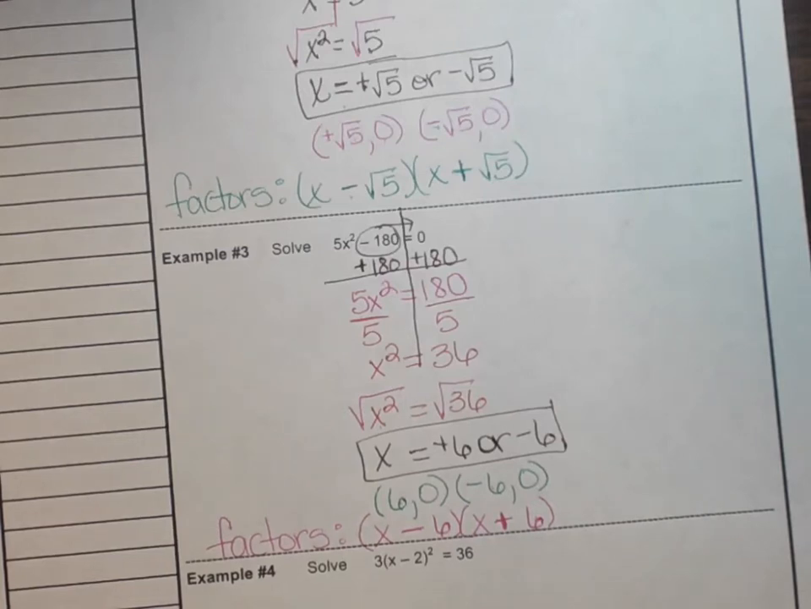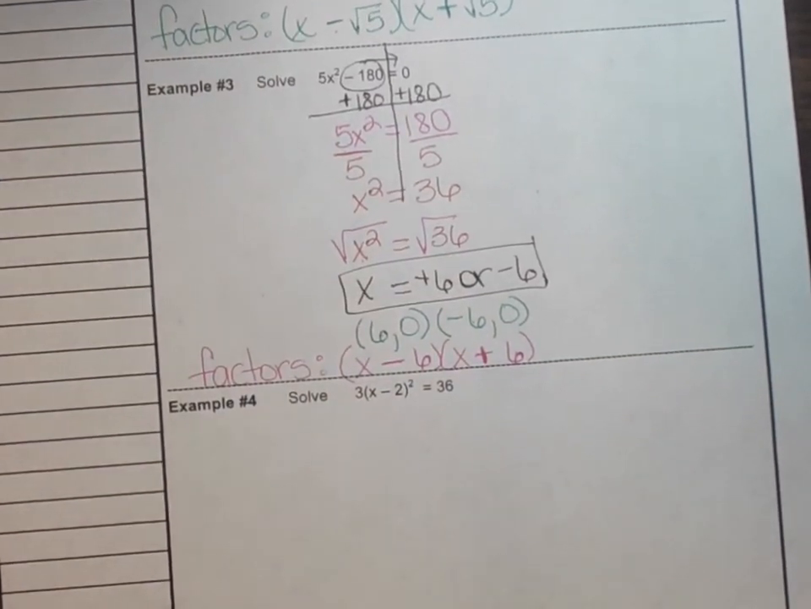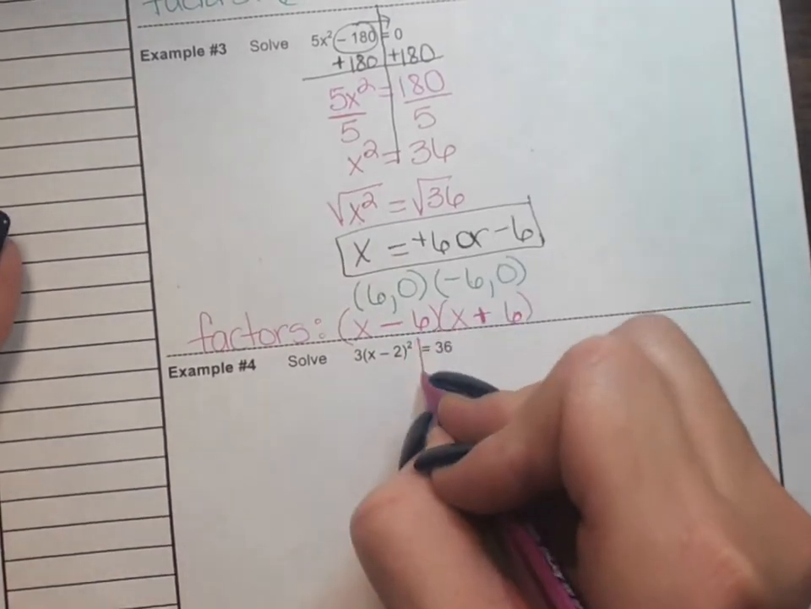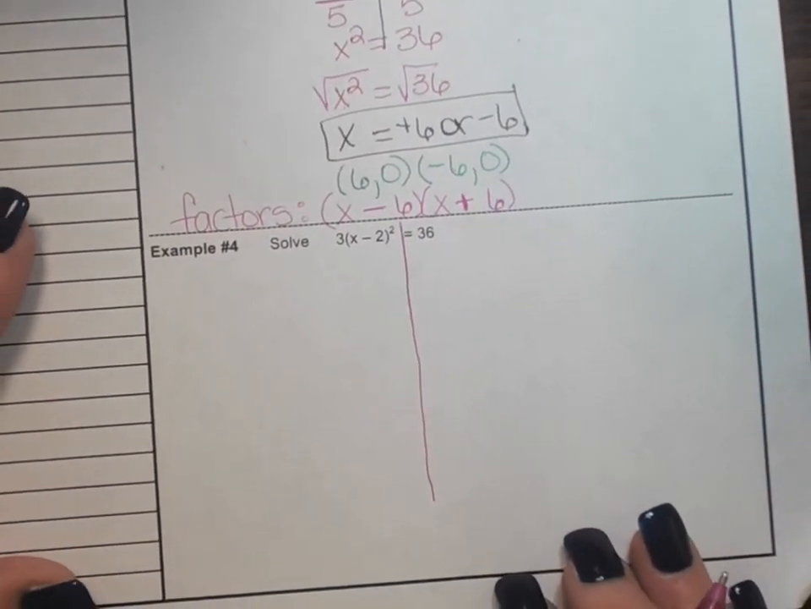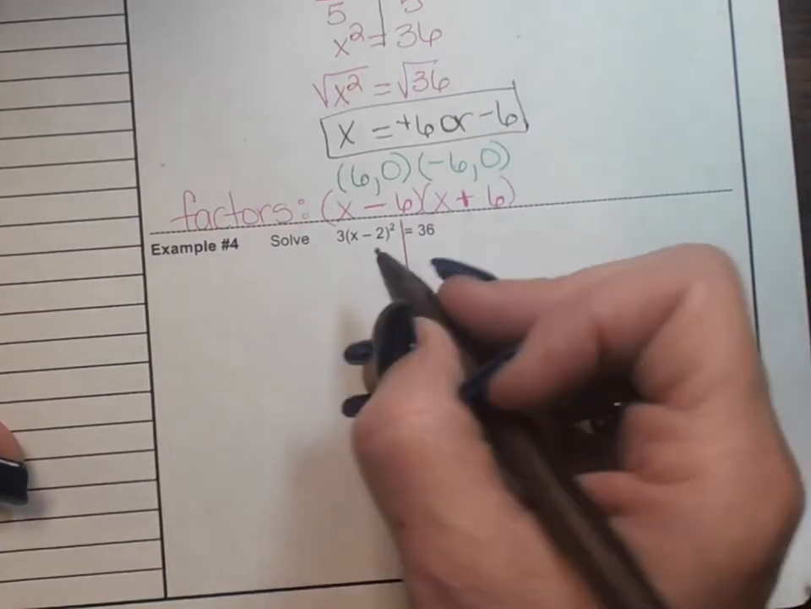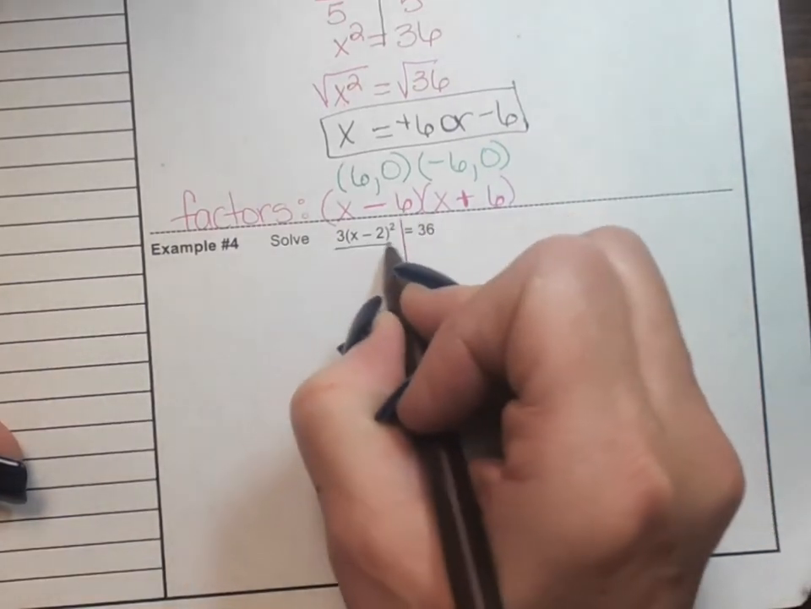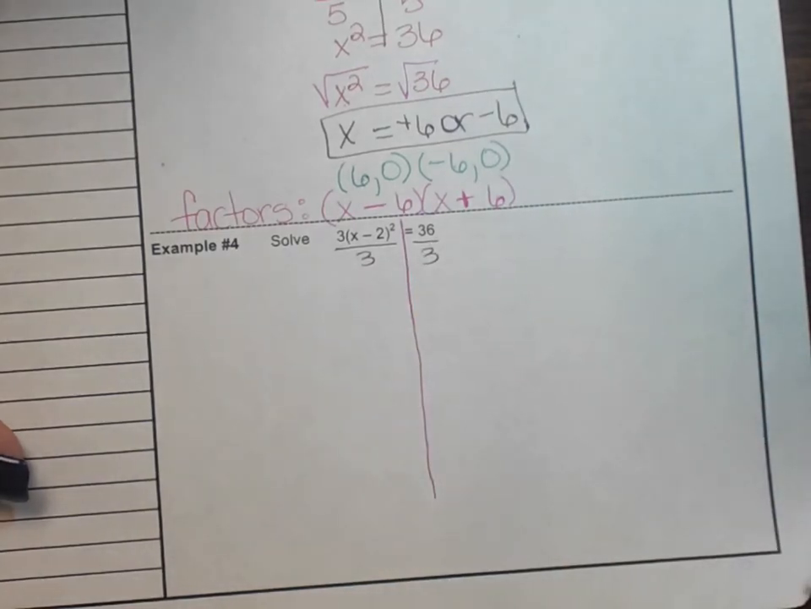Okay, and we have one more, and this one's probably going to be the most difficult one. If you look at the way this was written, we have 3 times the quantity x minus 2 squared equals 36. Again, the first thing we want to do is draw our line through the equal sign to divide our equation in half. And now we're going to get x by itself. So what we do first is we want to move the 3. The opposite of multiplying by 3 is dividing by 3. So we're going to divide both sides by 3.